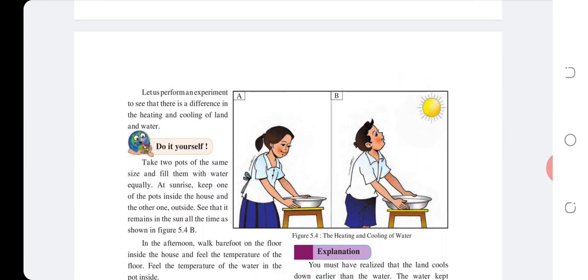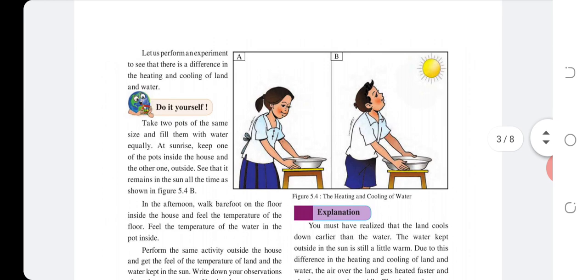Let us perform an experiment to see that there is a difference in heating and cooling of land and water. Do it yourself. Take two pots of the same size and fill them with equal amounts of water. At sunrise, keep one pot inside the house and the other one outside. See that it remains in the sun all the time, as shown in figure 5.4b.